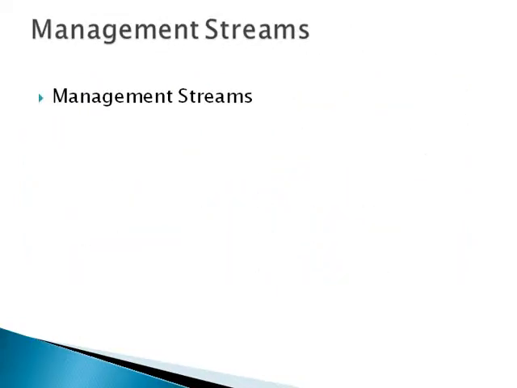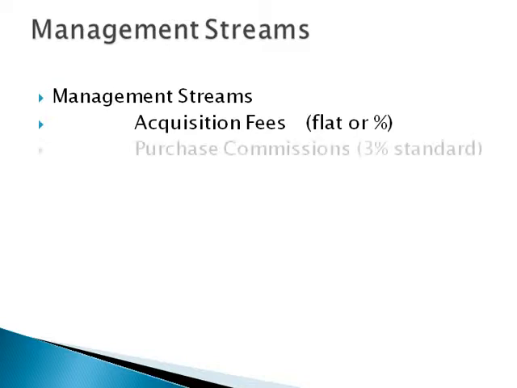Now, what are the management income streams? The management company has acquisition fees, and those are just to go out and find properties. Usually people charge anywhere from $2,000 to $10,000 to find a property, or it might even just be a flat fee. Then there's purchase commissions. A lot of these houses are sold by banks, and those banks will pay a commission. So if we have a brokerage, that's ordinarily about 3% that they pay back.